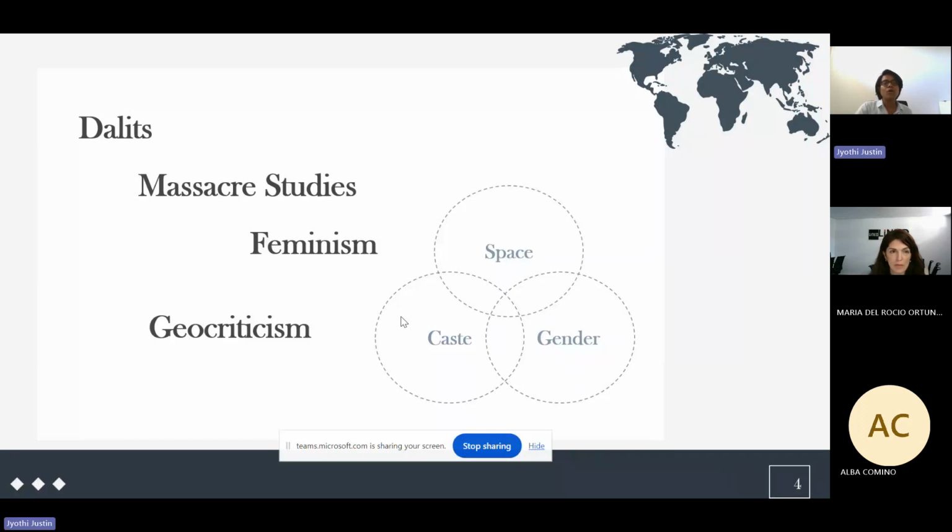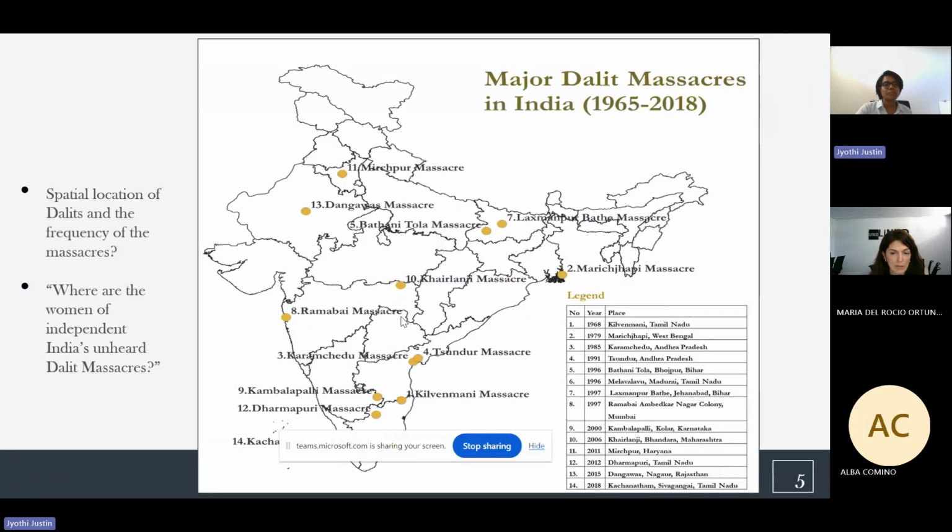To give an overview of the major Dalit massacres in India, these are the primary locations in which major massacres have taken place. For this visualization, I've used mostly QGIS for the entire mapping in this project, and the ones that I'm presenting today are mostly based on QGIS too. When we look at this primary mapping, we can ask questions like, does the spatial location of Dalits have anything to do with the frequency of the massacres? Or more importantly, the research question that we are asking in this research project: where are the women of independent India's unheard Dalit massacres?